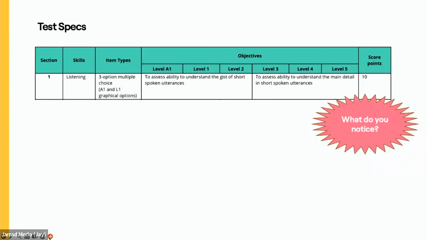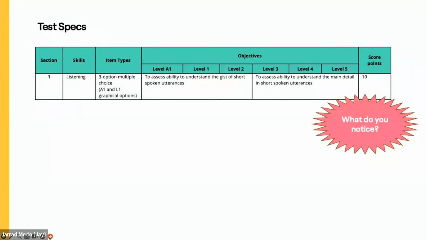You can see that the first three levels assess the student's ability to understand the gist of short spoken utterances. And you can see that the second level, 3, 4, and 5, assess the student's ability to understand the main detail in short spoken utterances, and there's score points of 10. So what's going on here? Well, listening is a complicated skill that we can break down into specific sub skills, some of which are easier and some of which are harder.